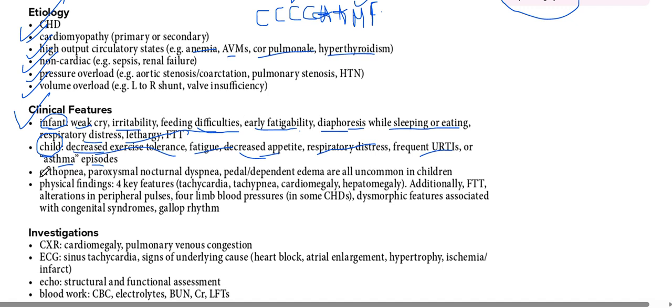Now, next thing is general features like orthopnea, that means dyspnea on lying down. Paroxysmal nocturnal dyspnea, that is dyspnea at night time, on and off. Pedal or dependent edema. These are all uncommon in children. Always remember. As I was reading them, I was thinking, do they occur in children? No, they don't, because they mainly occur in adults.